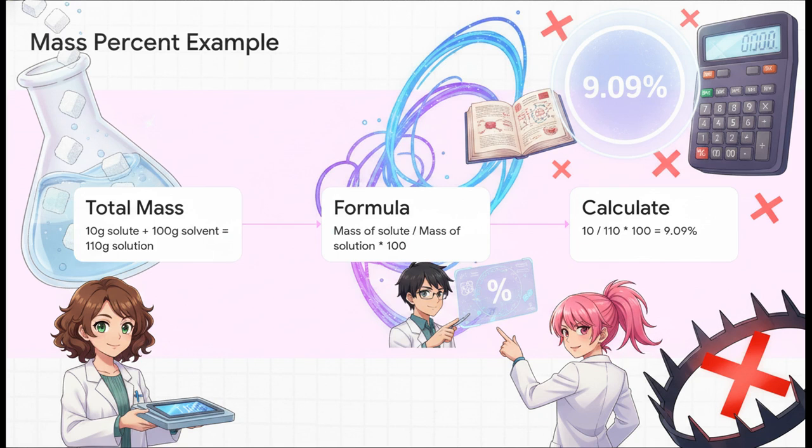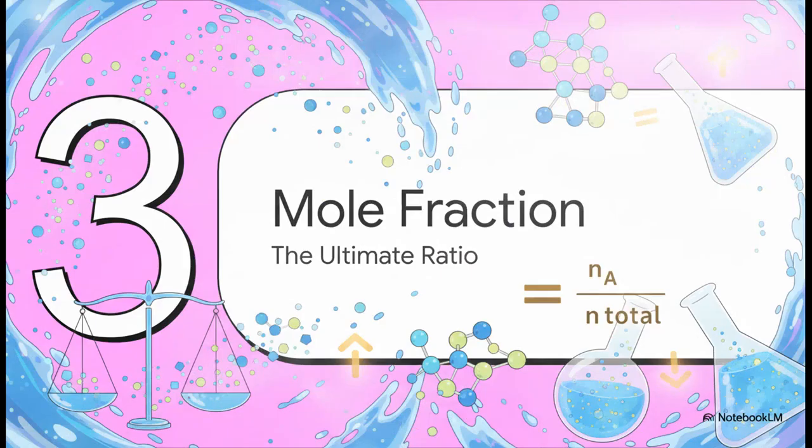Now, if you had just divided by 100 in step 3, boom, you would have fallen right into the examiner's trap. Section 3, Mole fraction, the ultimate ratio.